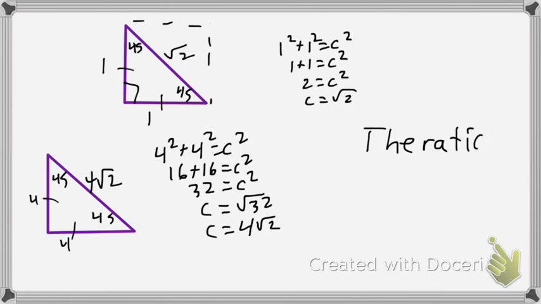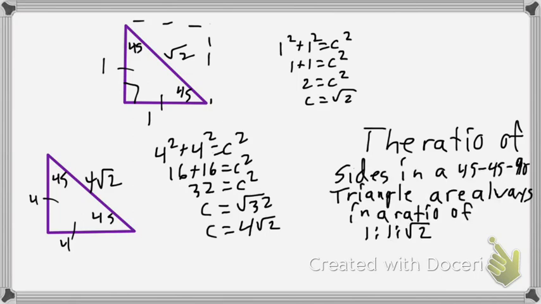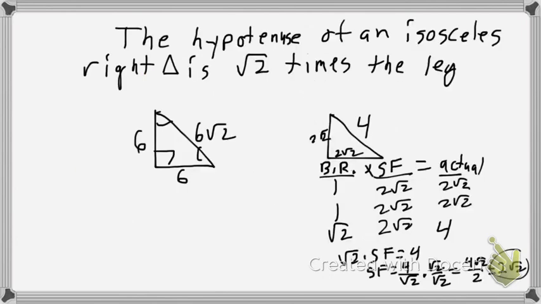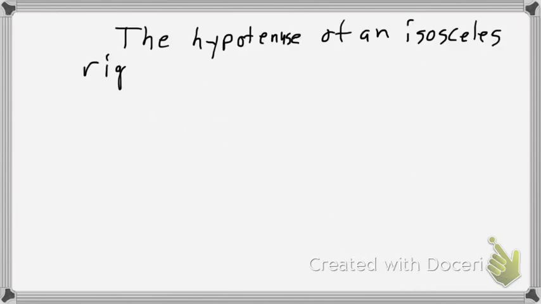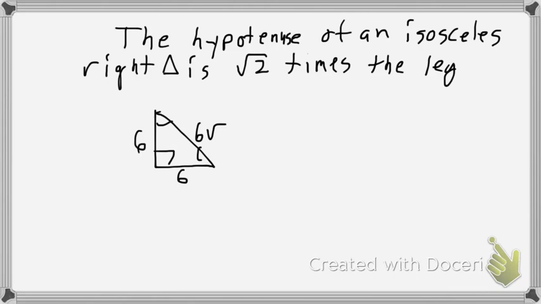So what that does give us is that the sides in a 45-45-90 degree triangle are always in the ratio of 1 to 1 to the square root of 2. That means the hypotenuse of the right triangle is square root of 2 times the leg.